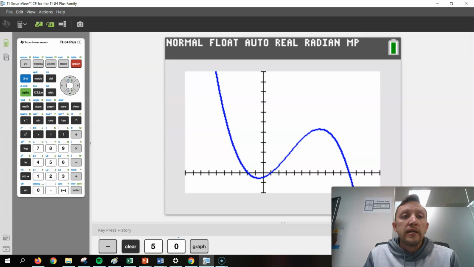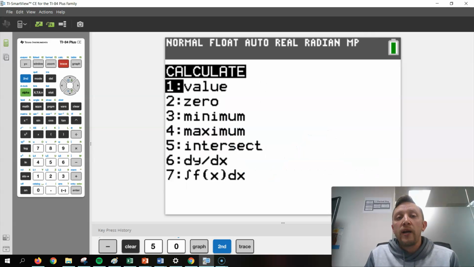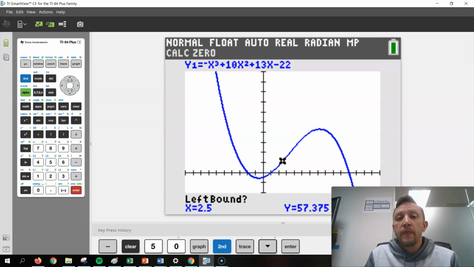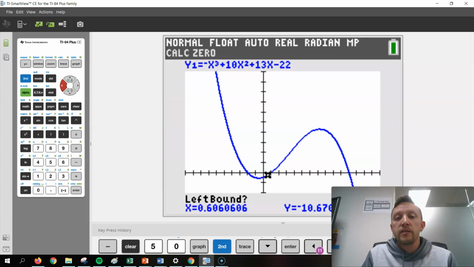If you go to second and then go to calculate, above trace, we're going to calculate what the zeros are. It gives us this little x, and we're going to set that anywhere to the left of where the x-intercept should be, because down here it says left bound, and hit enter.